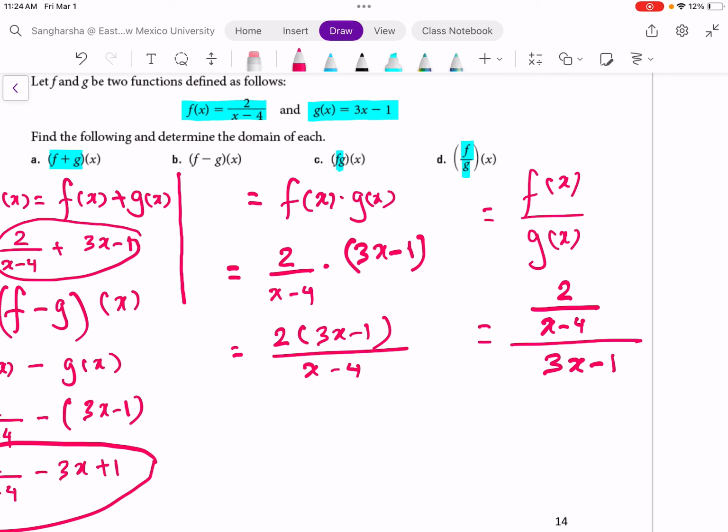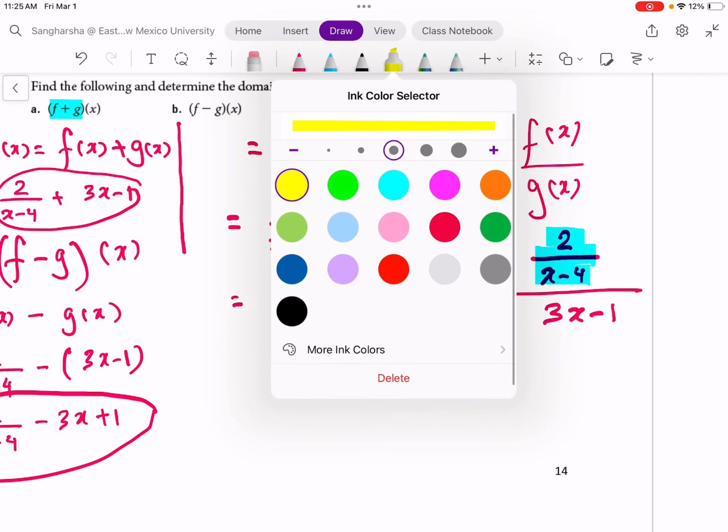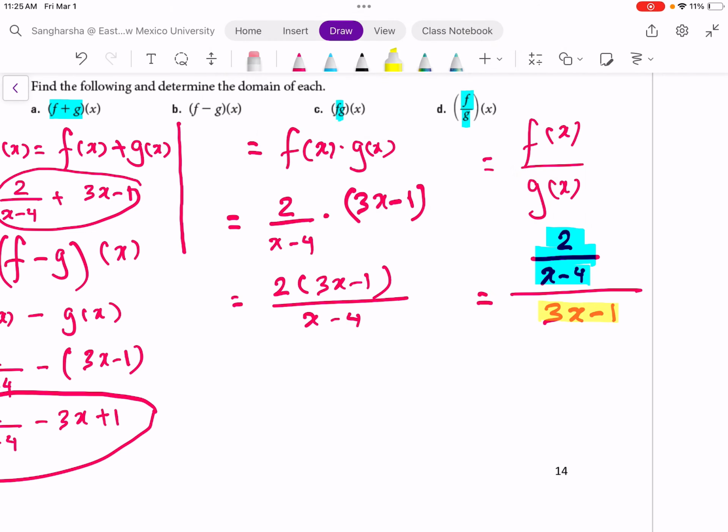Now let's simplify here. Okay, how do we just rewrite? So here we have this as our numerator. So this is our numerator, okay? So we have like a fraction in the numerator. So this is a complex fraction, okay? And here is the denominator, okay? So can we rewrite this as 3x minus 1 over 1? Is it still the same thing? So 3x minus 1 has a denominator 1, okay?